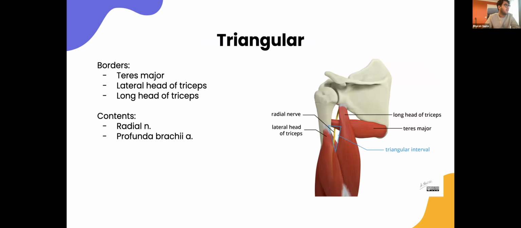Okay, the lower triangular space, technically also known as the triangular interval, which is right below that quadrangular space. That's why it shares the teres major as a border, but then it has the long head of triceps and lateral head of triceps as its borders. Its contents are the radial nerve, the main one, which makes sense. It goes through that to come towards the posterior side and supply the triceps and those extensors, as well as the profunda brachii artery.